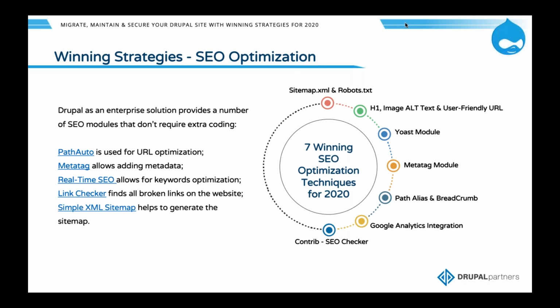On the right side, we have given similar best practices. You have to always keep your sitemap XML and robots.txt up to date, and make sure your H1 tags and images are properly set up, with just one H1 tag per page, all the images having alt tags, and user-friendly URLs. The Yoast module, as we talked about, helps in the keyword optimization of your website. You can use that as well. And Metatag and Pathauto are modules that help with the URL optimization of your website.